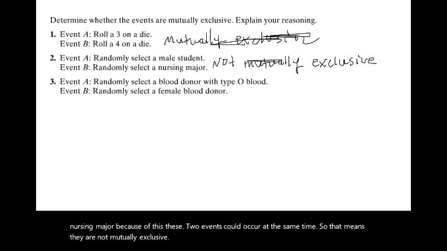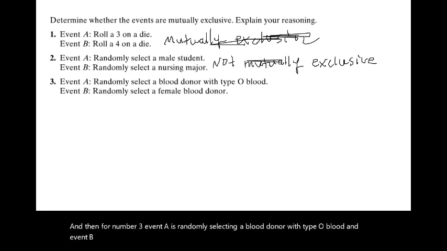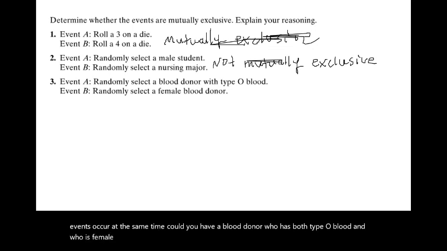And then for number 3, event A is randomly selecting a blood donor with type O blood, and event B is randomly selecting a female blood donor. You have to ask yourself, could these two events occur at the same time? Could you have a blood donor who has both type O blood and who is female? Yes. Since these two events can occur at the same time, they are not mutually exclusive.